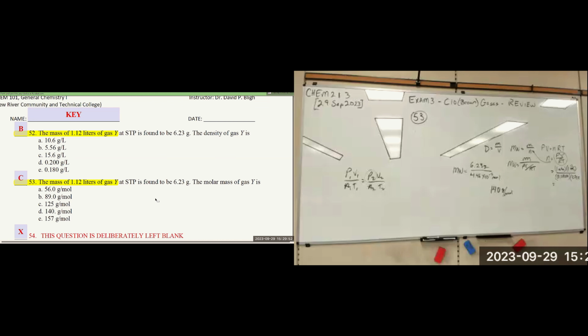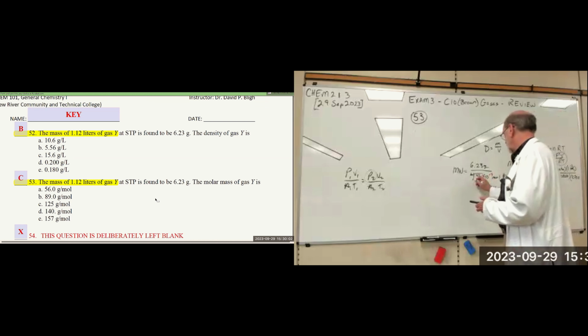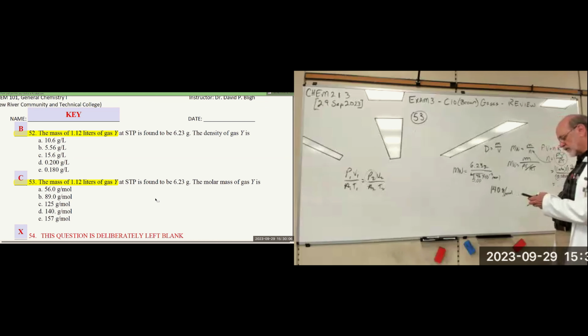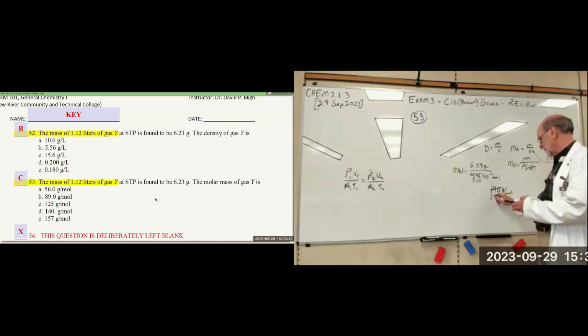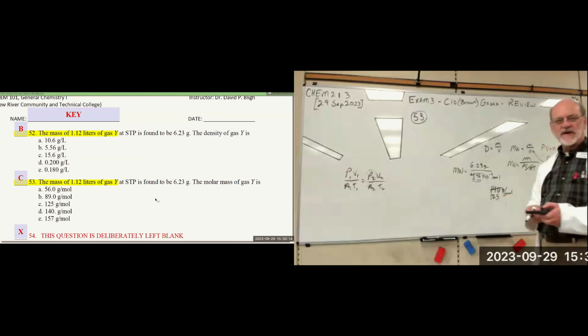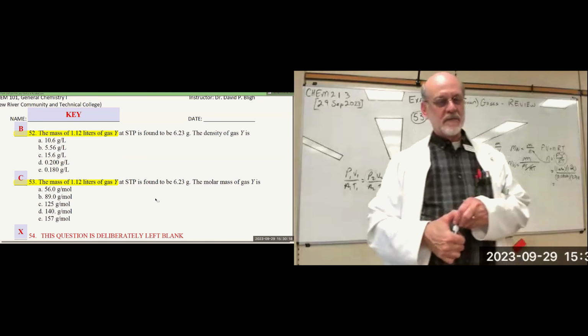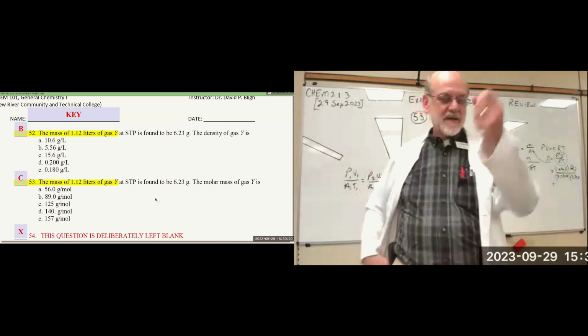1.12 divided by 0.08206 and divided by 273 is 5.00 times 10 to the minus 2, then 6.23. There, 125. Yeah, that C is correct.